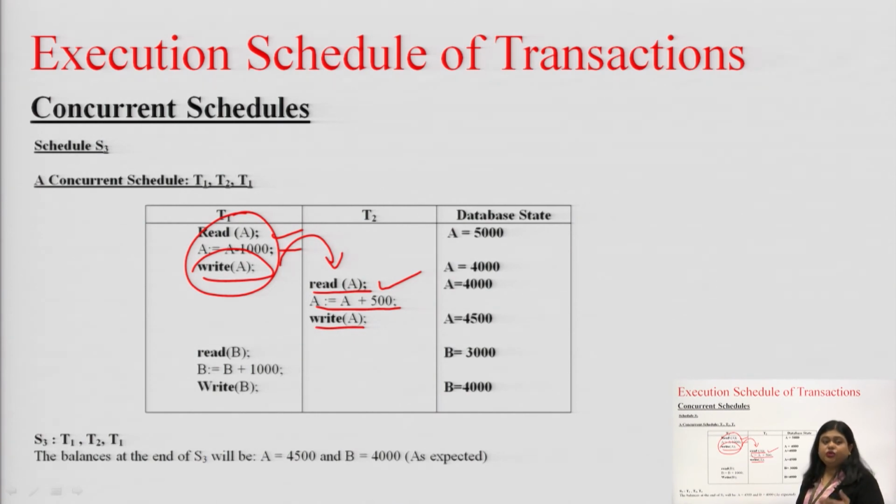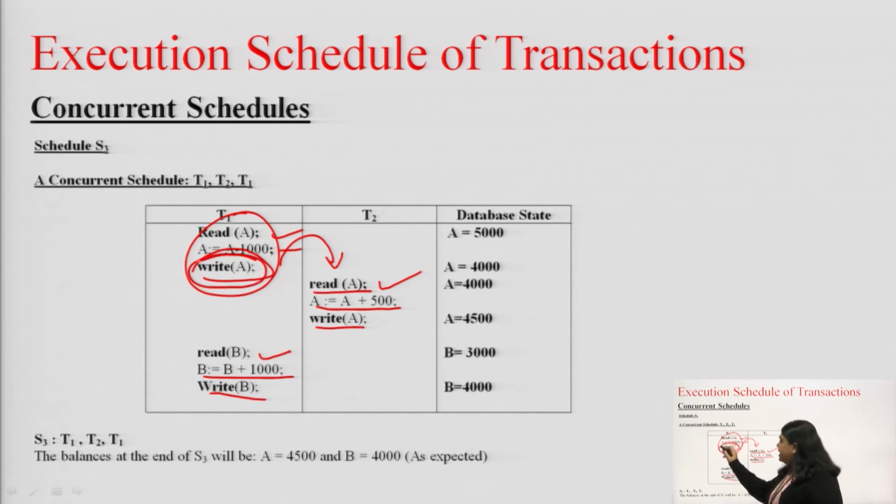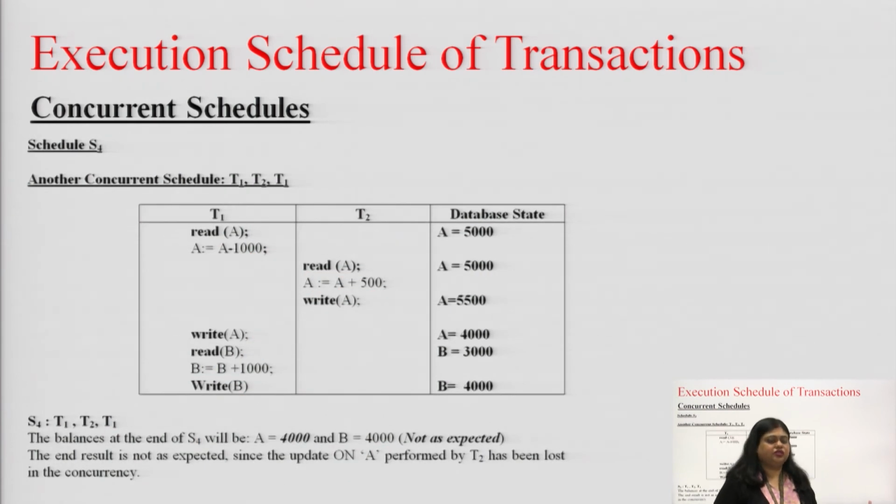So, there is no issue, but after this what happens, we move to read B, B is updated with 1000 rupees and write B, right. So, in this concurrent execution also we are not facing any problem, because of this instruction that the value of A was written back into the database before we could have moved to T2, right. So, there was no problem and the result was as expected, but when will the problem occur in this situation, right.